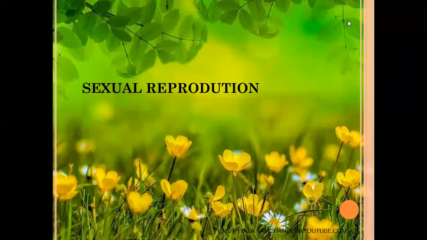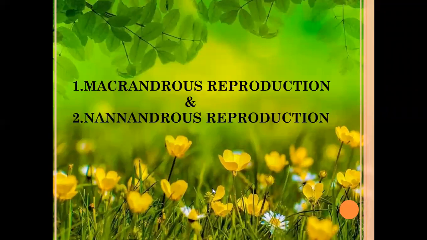Oedogonium, sexual reproduction. Sexual reproduction means fusion of gametes. Male and female gametes are fused to form a diploid zygote, which is called sexual reproduction. In Oedogonium, sexual reproduction is mainly of two types. One is macrandrous reproduction. The second one is nannandrous reproduction.